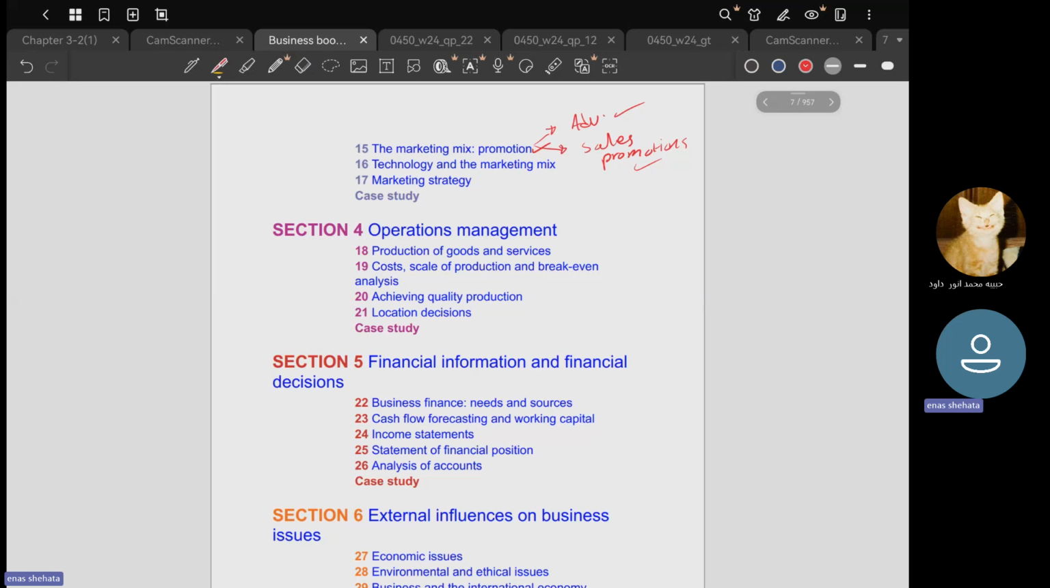Break-even means to cover the cost of my product, to charge the price to cover the cost. Or you want to make a profit. So we have a specific diagram here that we will use in how you will charge the price of your product. Then achieving quality production, how to achieve the quality of your product. We have something called quality control or total quality management, and location for your business, where you will locate your business.